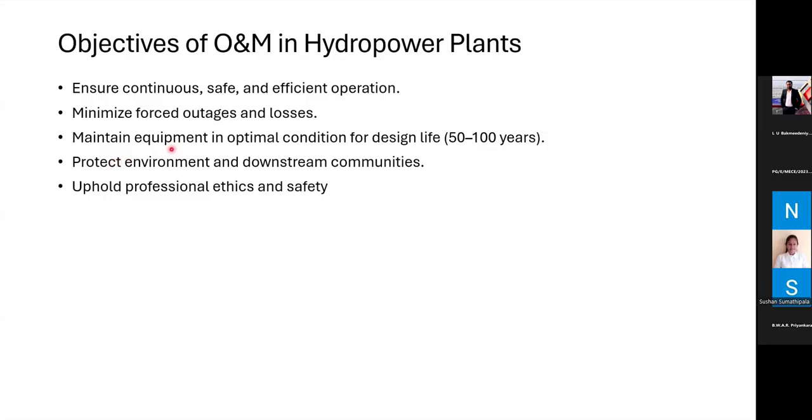So it is quite important to know the correct practice as well as the correct, optimum maintenance of these assets, because they have been created with different conflicts, and it is ideal to maintain them without causing much further damage downstream throughout the time. So that comes under protecting the environment and downstream communities and upholding professional ethics and safety with regards to this area.